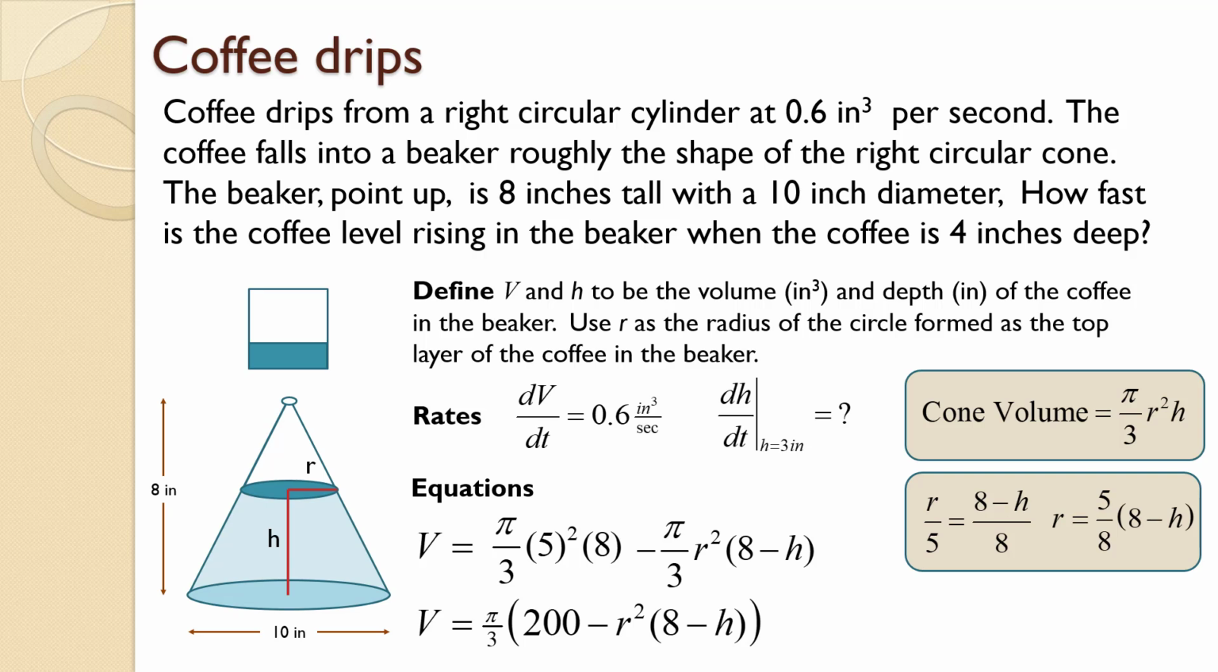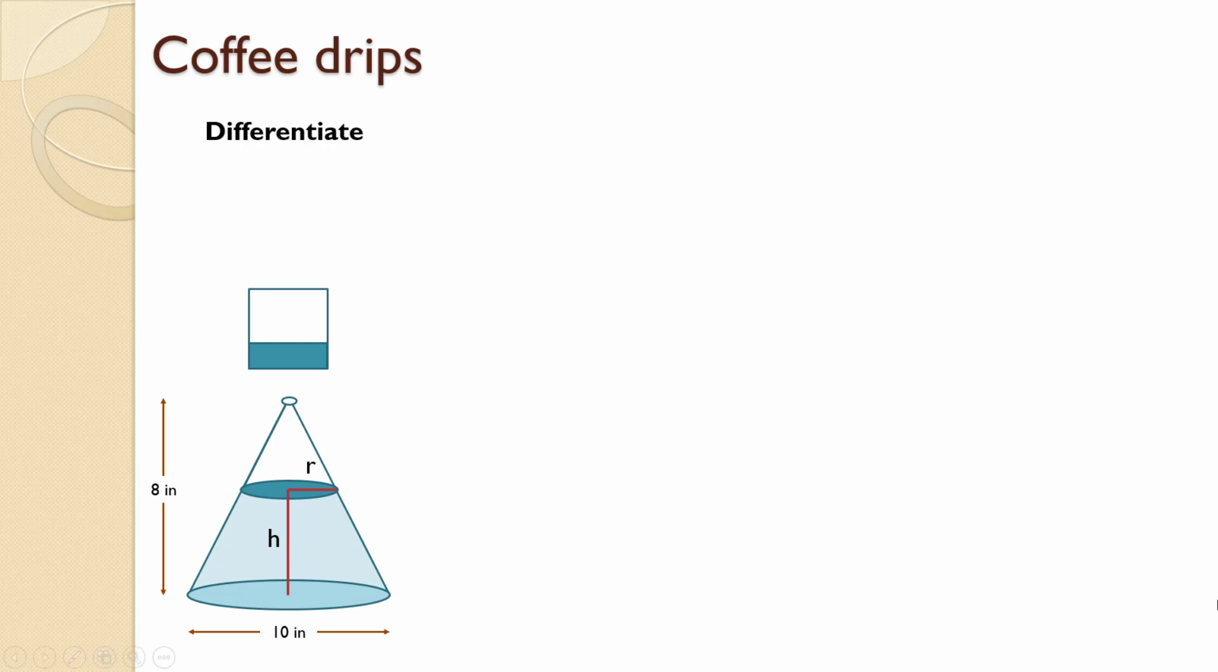So take our formula that gives us the volume in terms of the height and the radius. Just replace the radius with the expression I gave you in the formula for the volume, and you'd get this. Just cleaning it up, making it look nice. So then the volume of coffee is related to the depth of the coffee by this formula.